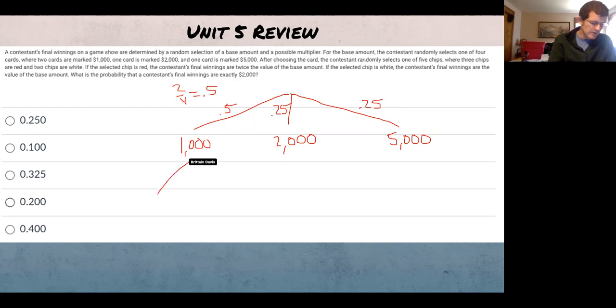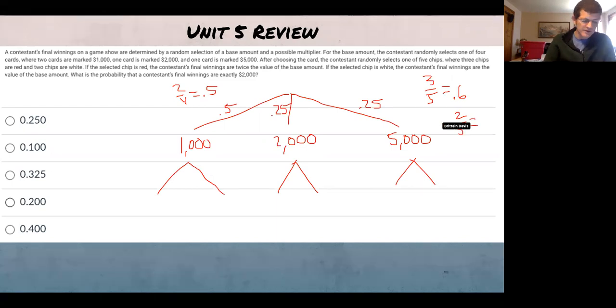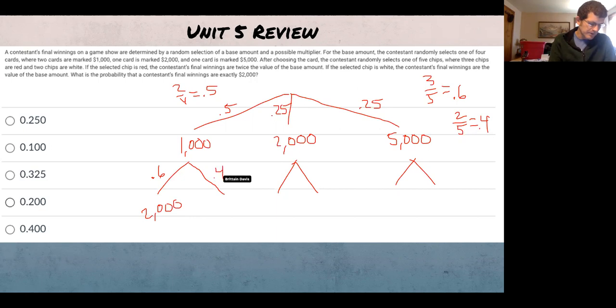And then for 1,000, for all of them, I could get the red chip. There are 3 red chips, so 3 out of 5 gives me a 0.6 probability. 2 out of 5 gives me a 0.4 probability. And this red chip, they actually say that the 0.6 probability will double your amount, and the 0.4 probability just keeps it the same. So bottom line, I have a 0.6 probability of ending up with 2,000 right here when I double it. There's a 0.4 probability that it stays the same.